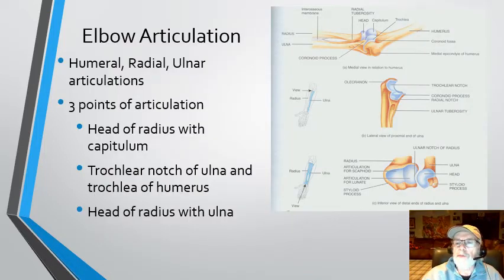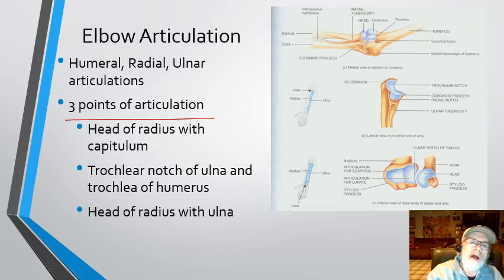Now, I just mentioned a couple things about the humerus, radius and the ulna articulation. There are three points where the ulna and the radius come together. The head of the radius, obviously, at the capitulum, we see right here. Here's point number one, right there. The ulnar notch of the ulna and the trochlea was there.